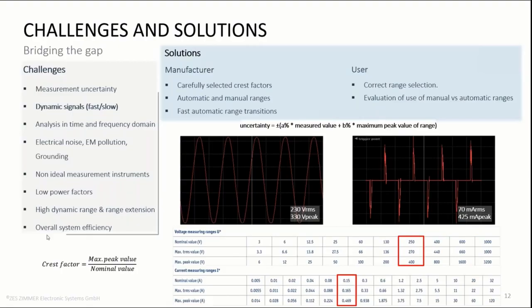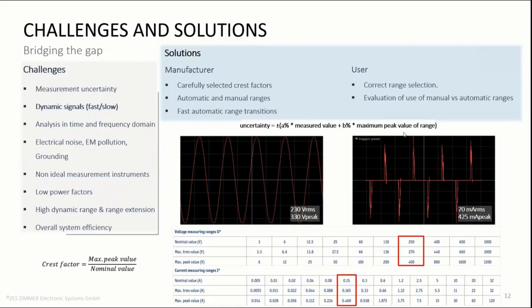Now let's take a look at the current on the right. Here we have an RMS current of around 70 milliamps with a peak value of around 425 milliamps. If we are to select the appropriate range for this signal, or let the power analyzer select it automatically, we will be using the range of 150 milliamps, because this is the lowest range whose peak value of 469 milliamps covers the signal's peak value.